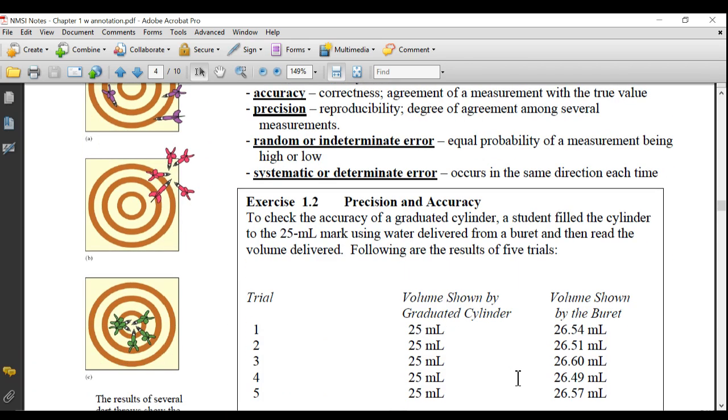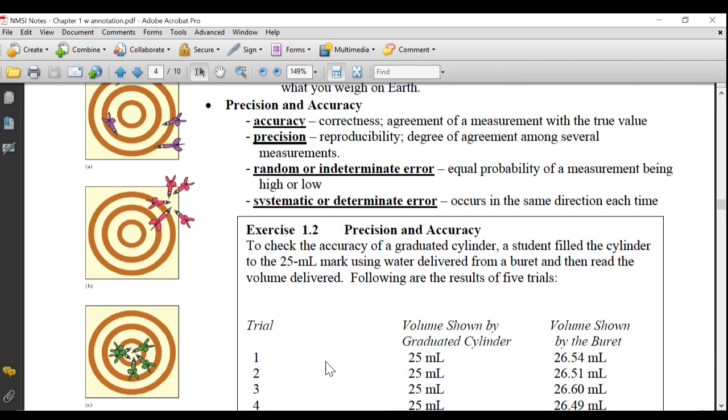It does talk about accuracy and precision in here. This is a topic we talked about last year in first year chem. When we're in the lab, we like to look for more evidence of accuracy and precision and what types of errors we have. And so you can read through that section. Again, that is a review from last year.